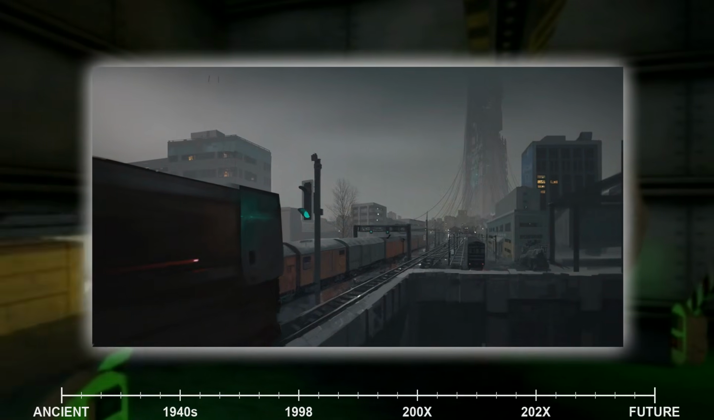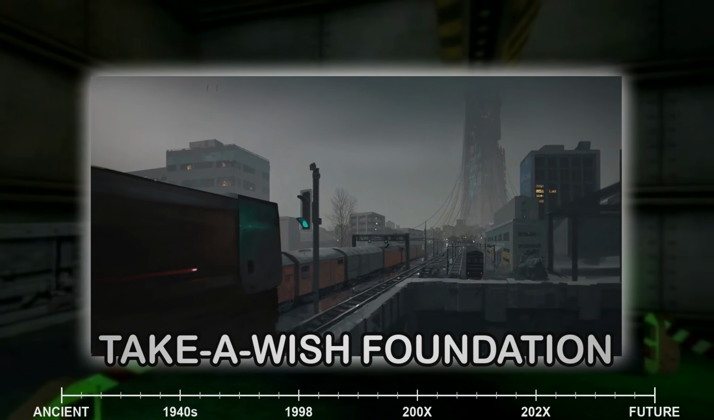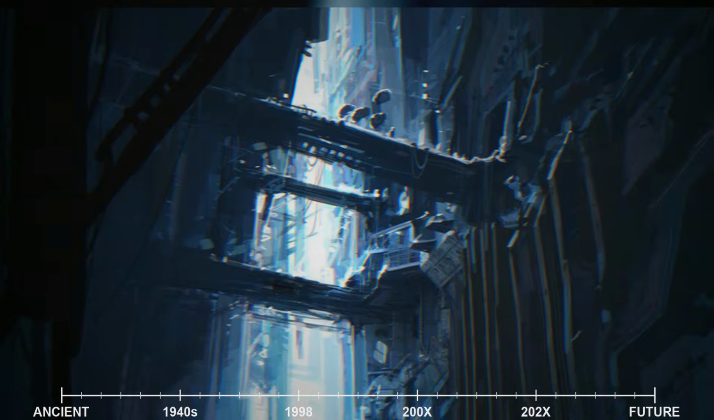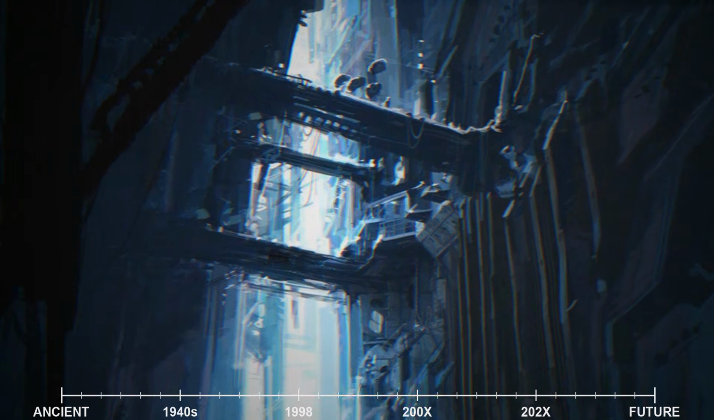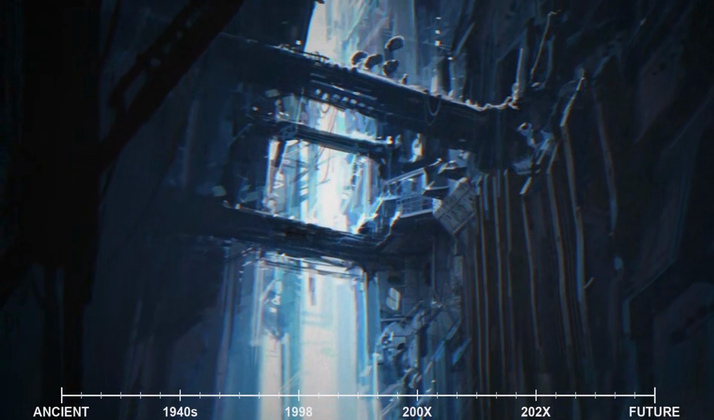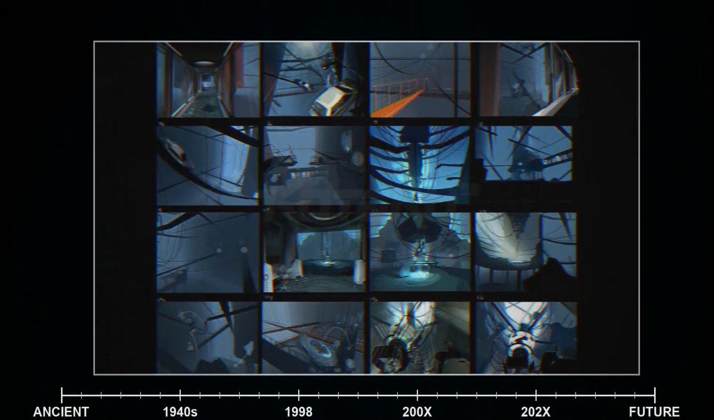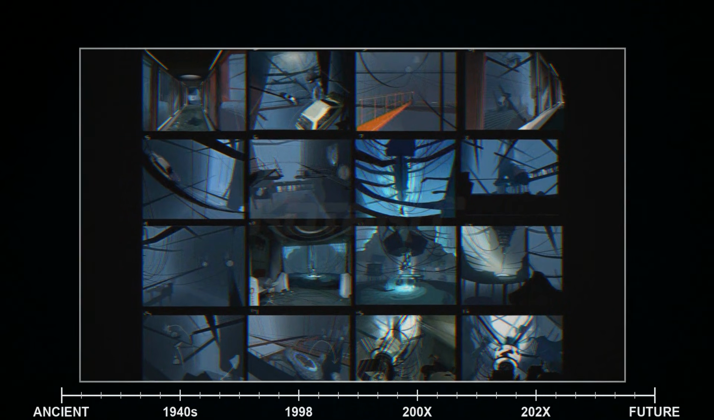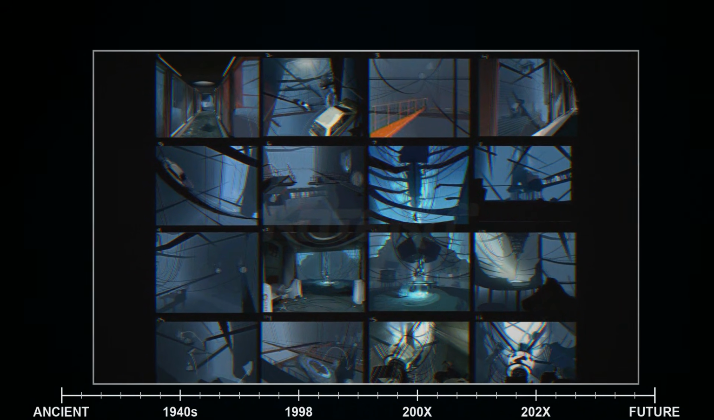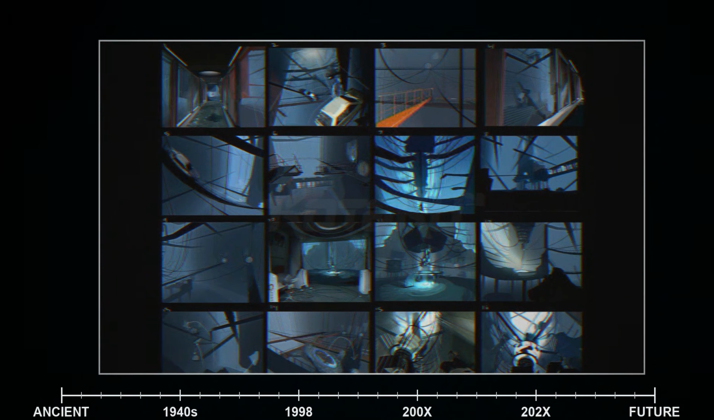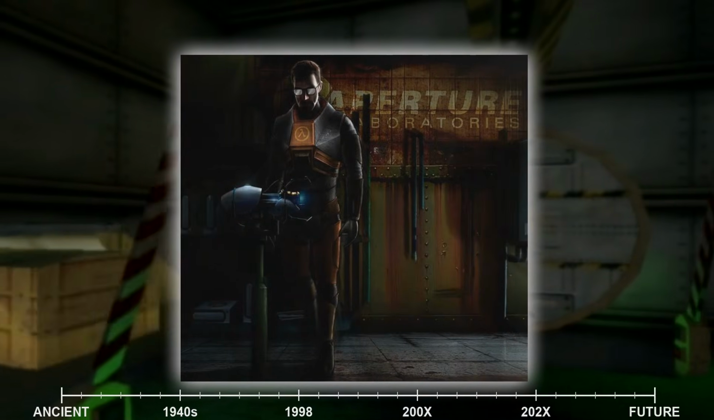One notable example was the Take-A-Wish Foundation, which Johnson established in the early 1950s. On the surface, it appeared to be a charitable organization, similar to the Make-A-Wish Foundation that would be founded decades later. The Take-A-Wish Foundation invited terminally ill children to visit Aperture facilities and participate in what were described as scientific adventures. The reality was considerably darker.